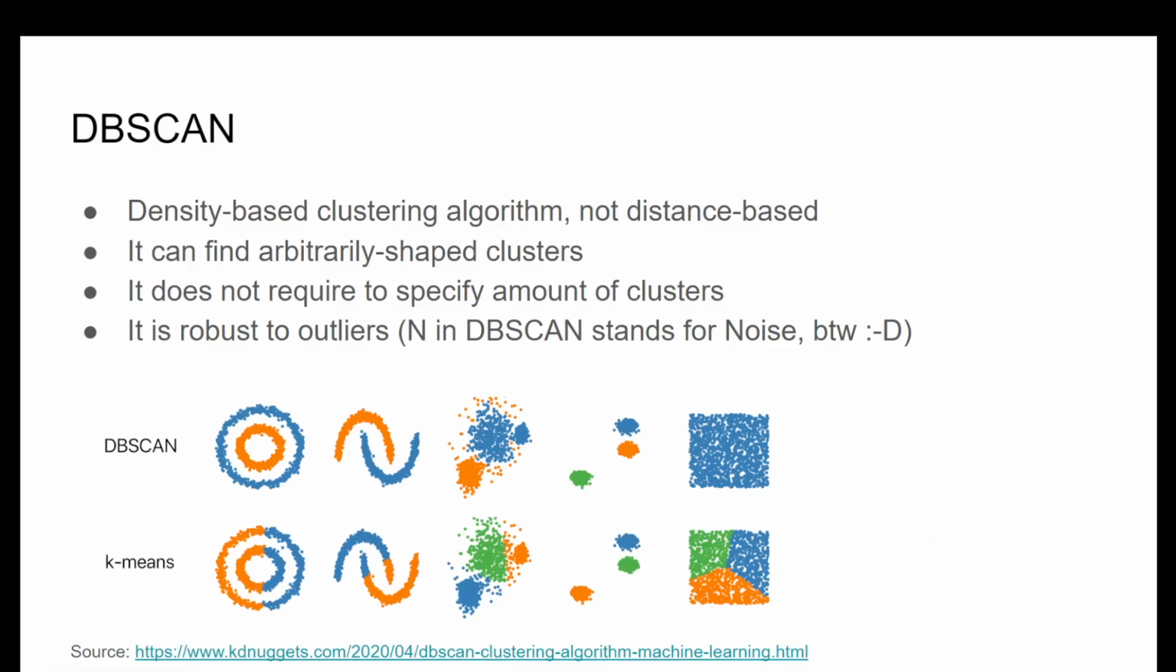And for DBSCAN, because this is kind of different compared to k-means and hierarchical clustering, it is basically density based, not distance based. So it can find arbitrarily shaped clusters, and it does not require you to specify the number of clusters. And the last thing is it is more robust to outliers, because this n over here stands for noise. So many people use this method to identify if there are any outliers in their data.